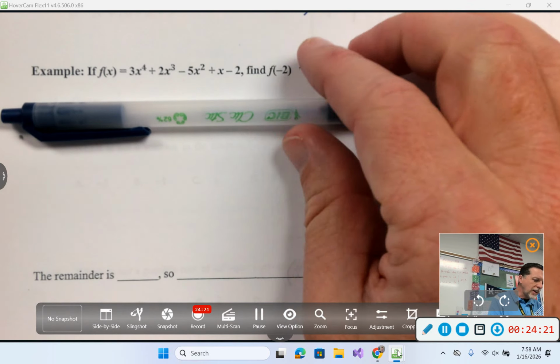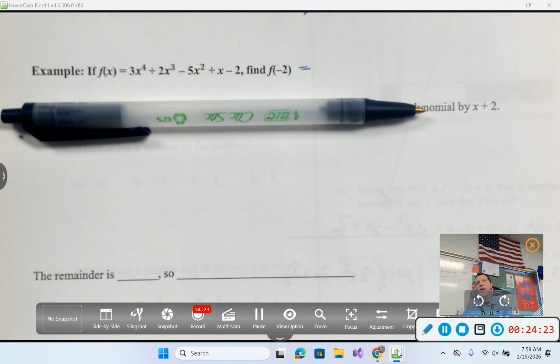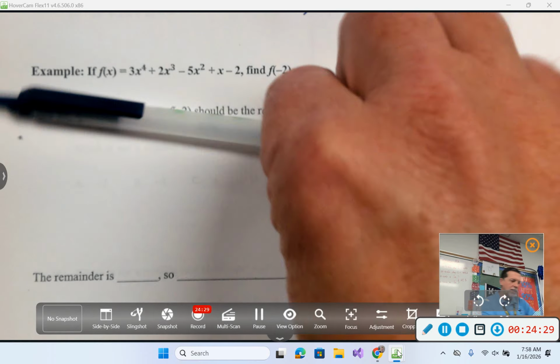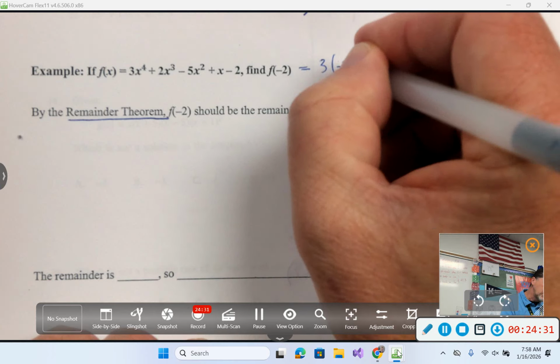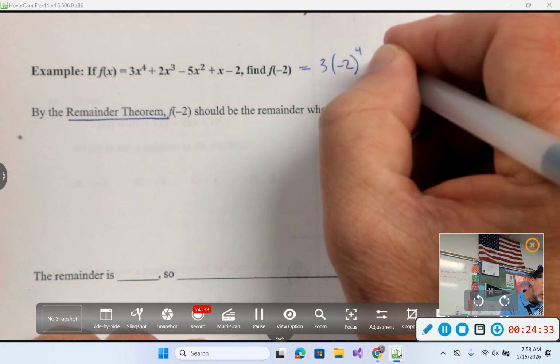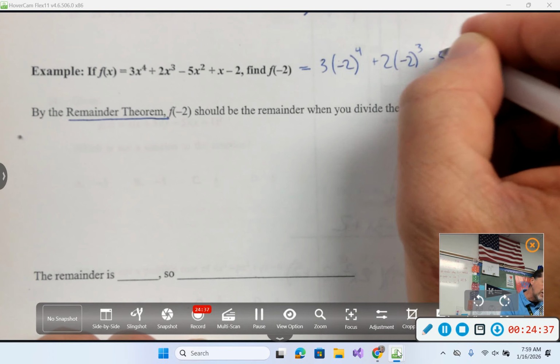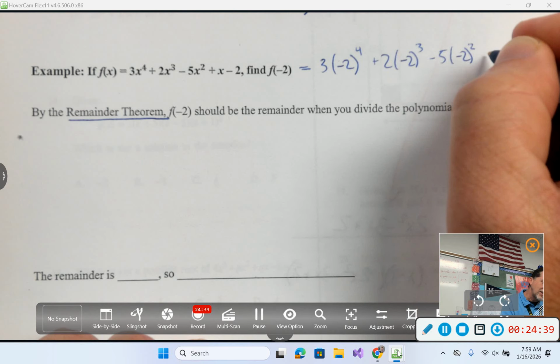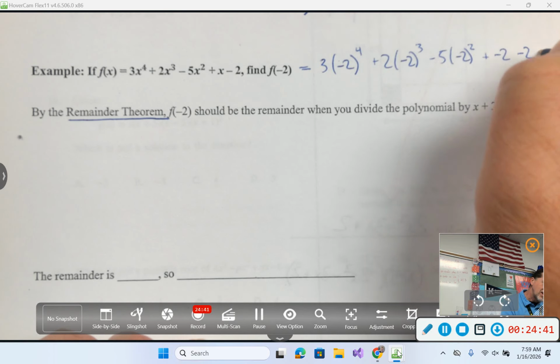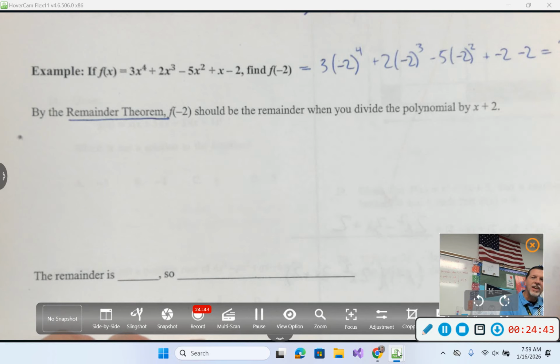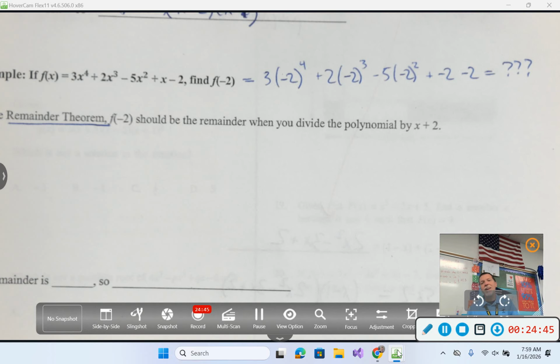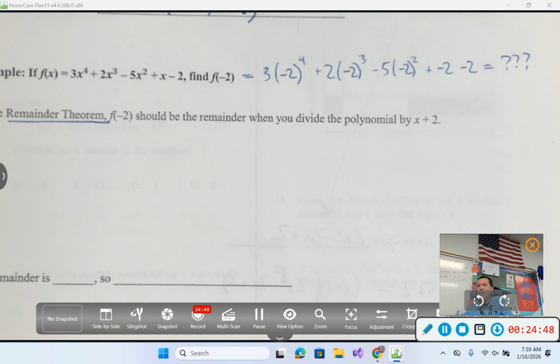If I ask you to find f of negative 2, forget all this factor, remainder, synthetic division stuff. What would you do to find f of negative 2? Plug it in. And that still works. But your reaction of, oh gosh, is right, because nobody wants to do this. It's not wrong, but I don't want to sit there and do negative 2 to the 4th and then multiply by 3.